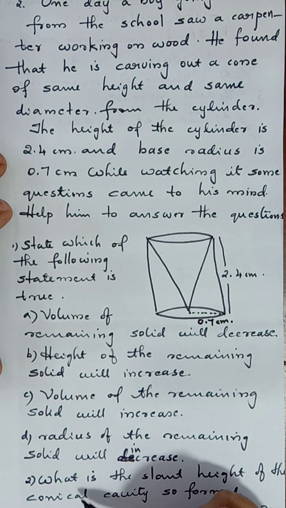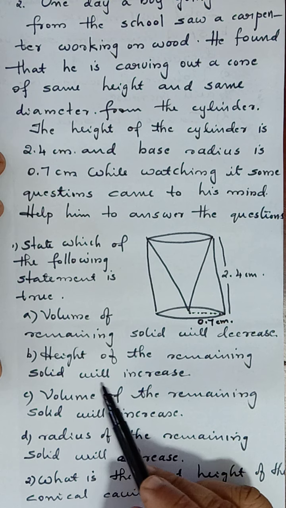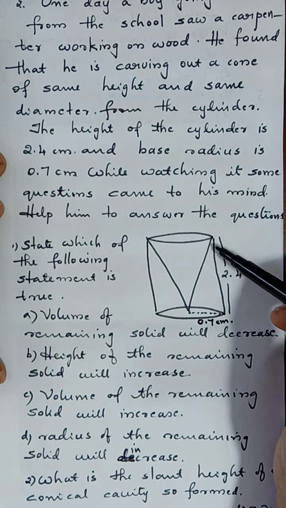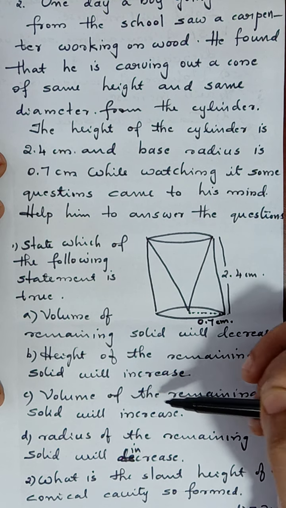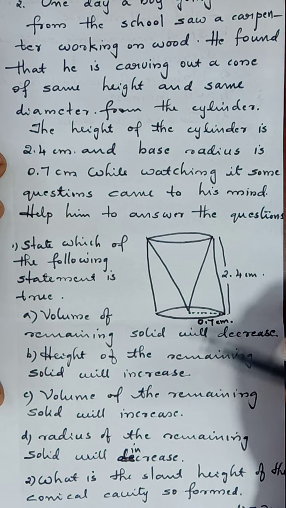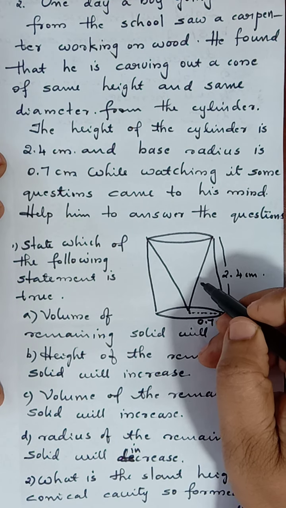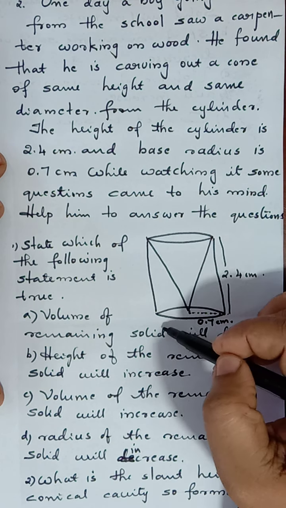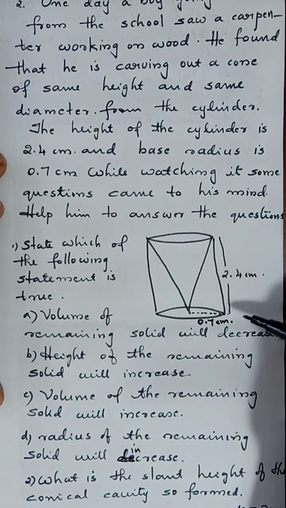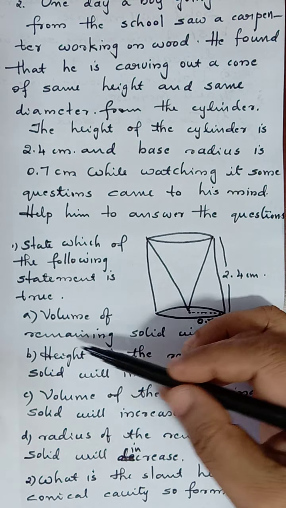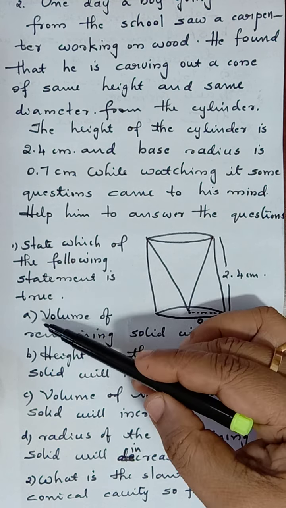Let us move on to second, third, fourth also. Height of the remaining solid will increase. Not at all. Height of the remaining solid will be the same. This height will remain the same. Volume of the remaining solid will increase. How can it be? Volume is taken out. Therefore, volume of the remaining will not increase. Radius of the remaining solid will increase. Radius of the remaining solid is this one. Radius also will remain same. Therefore, there is no change. So, first answer is correct. Option A is correct. You have to mark option A.